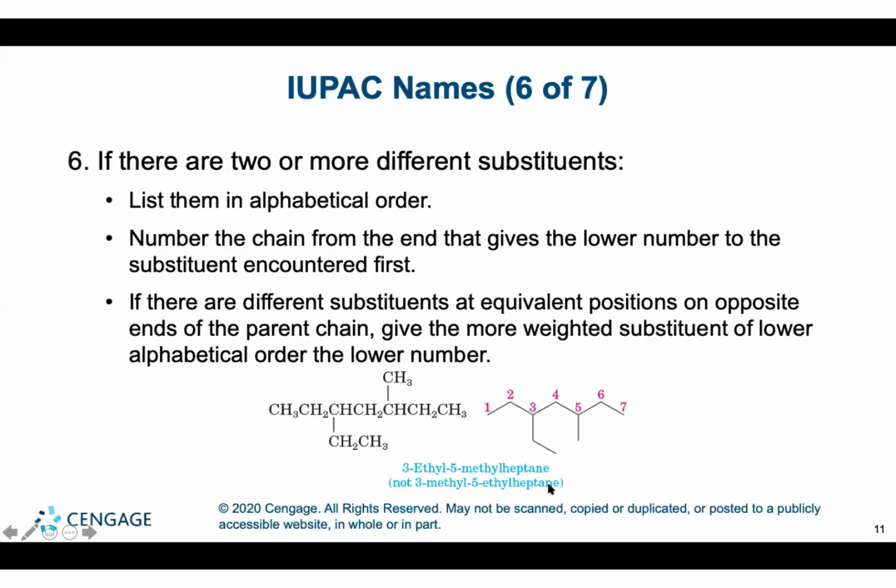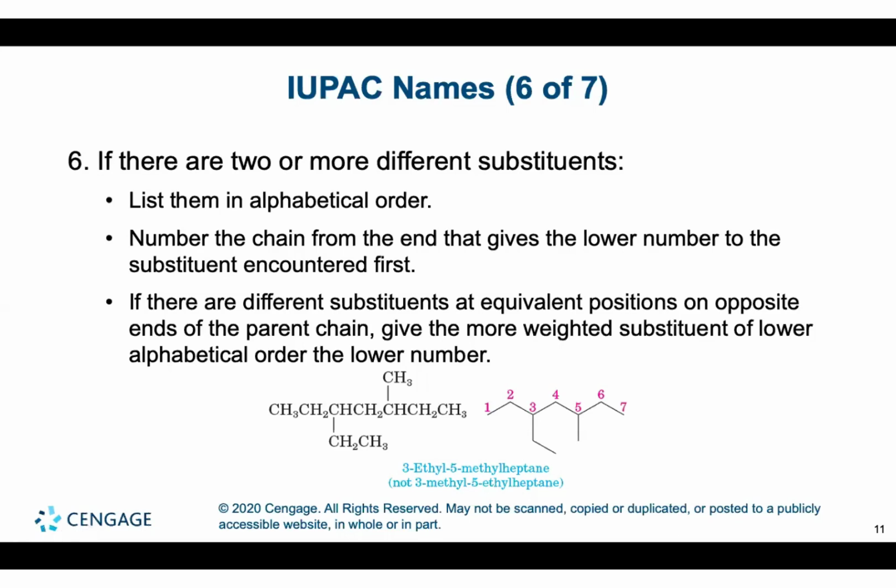Okay, let's do another one. Here, you can see we have this compound, and you see that if I start numbering from the left, I reach 1, 2, 3, the branch is at 3. And if I go from the right, 1, 2, 3. So, wow, both of them, if I number from the right, this is 3. And if I do from the left, it's going to be 3. What should I do?